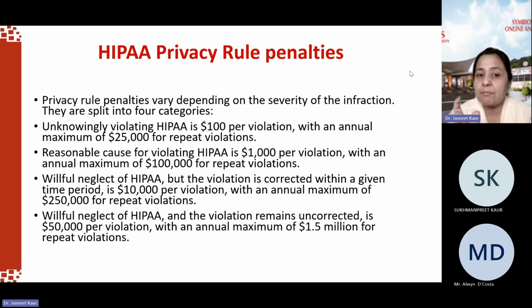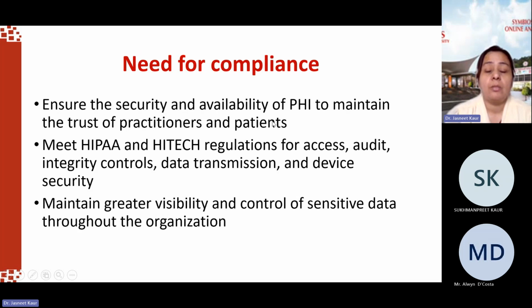So in that case, the fine will be at least $10,000 to $250,000. And willful neglect act is when the violation remains uncorrected, which cannot be corrected at all. The penalty is huge. Huge means huge. It goes up to millions of dollars. So HIPAA privacy rule penalties are huge. So there is a need for compliance.